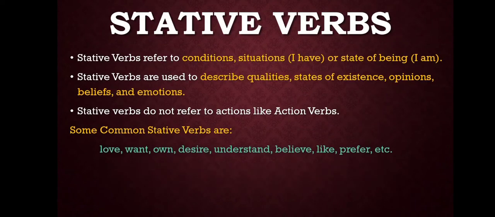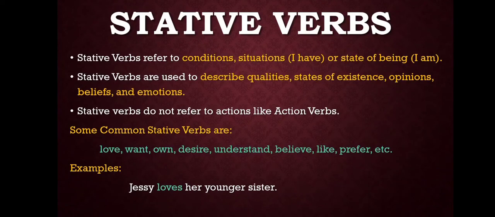Some common stative verbs are love, want, own, desire, understand, believe, like, prefer. In these verbs you can get an idea that they describe qualities, states of existence, opinions, beliefs, and emotions, like love, want, own, desire. So all the words which address these things are known as stative verbs.